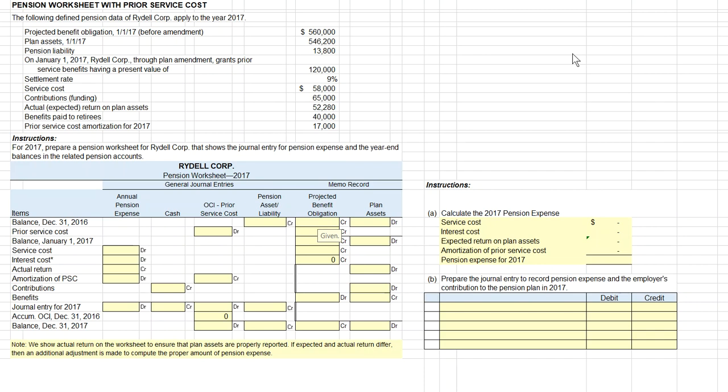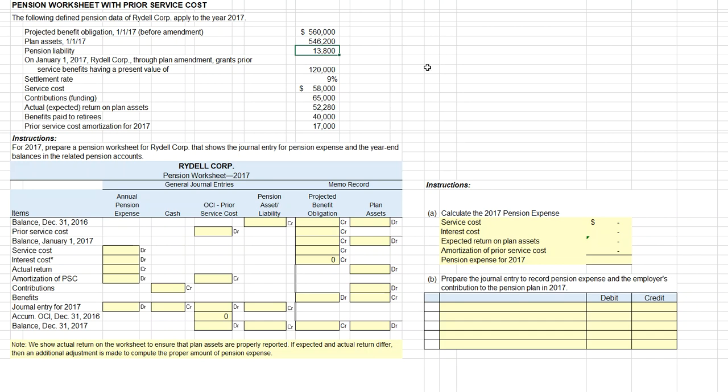In this video, we're going to walk through completing a pension worksheet for a firm with prior service costs. The following information has been provided for a defined pension benefit plan for the Rydell Corporation for the year 2017. Our beginning projected pension obligation before any amendment was $560,000. We had plan assets of $546,200. Gives us a net pension liability of $13,800.